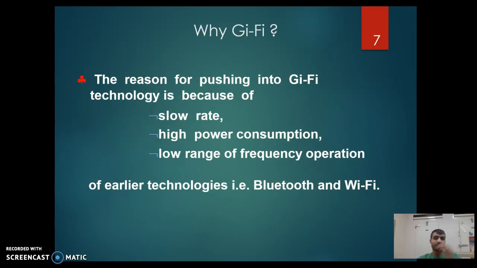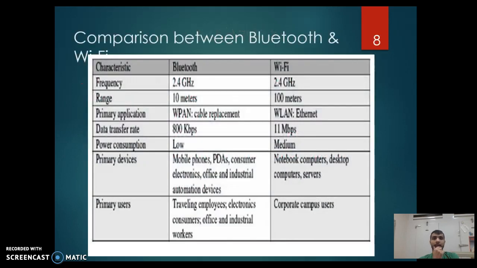So why G-Fi? The reason for pushing G-Fi technology is three main reasons. The first is slow transfer rate of audio and video. Second is high power consumption, and third is low frequency of operation. We can give the example of Bluetooth and Wi-Fi. These are the disadvantages of Bluetooth and Wi-Fi in the current period. Let's do the comparison between Bluetooth and Wi-Fi.